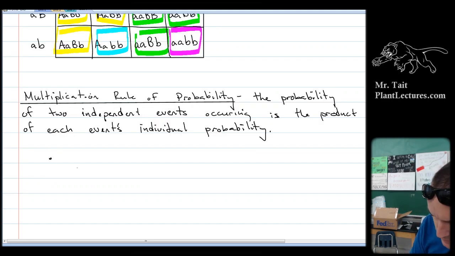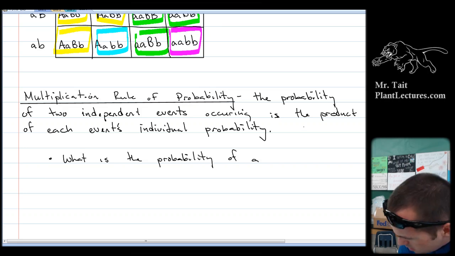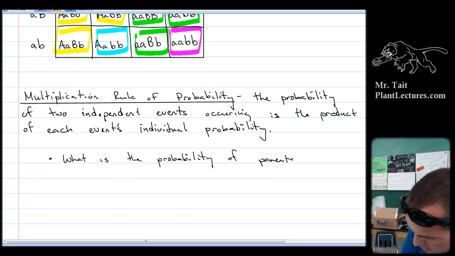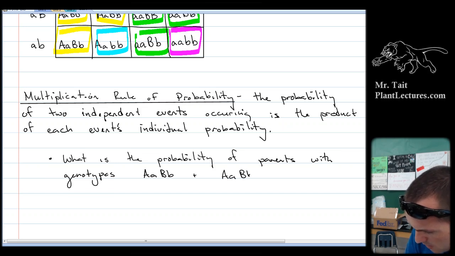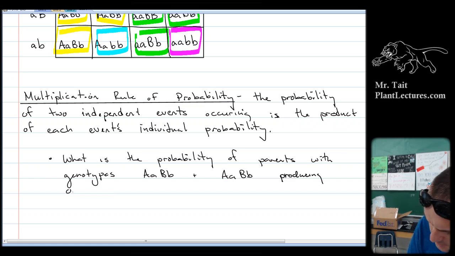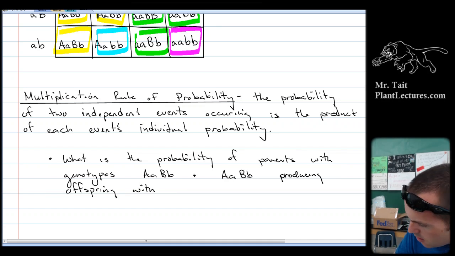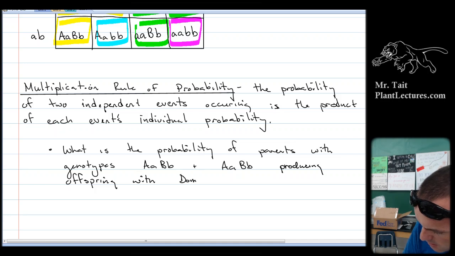Okay, so what is the probability of parents with genotypes big A, little a, big B, little b, and big A, little a, big B, little b, producing offspring with the dominant A, recessive B phenotype?